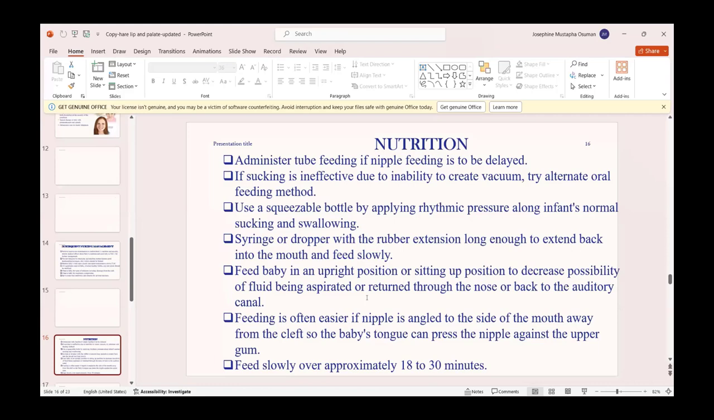And then you feed the baby slowly, about 18 to 30 minutes. So that is the possible duration when you are feeding the baby, and you are careful to prevent aspiration and milk going into the baby's nose and the auditory canal.